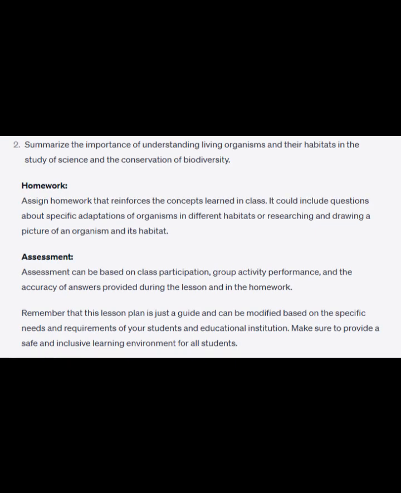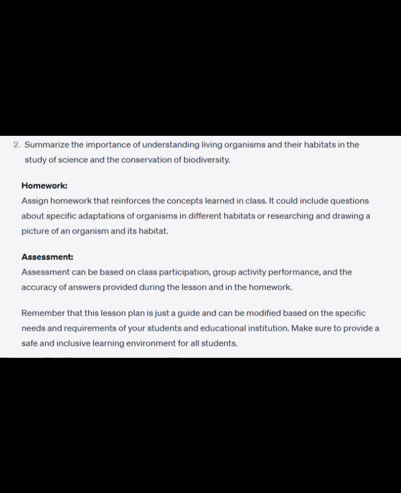Homework. Assign homework that reinforces the concepts learned in class. It could include questions about specific adaptations of organisms in different habitats or researching and drawing a picture of an organism and its habitat. Assessment.